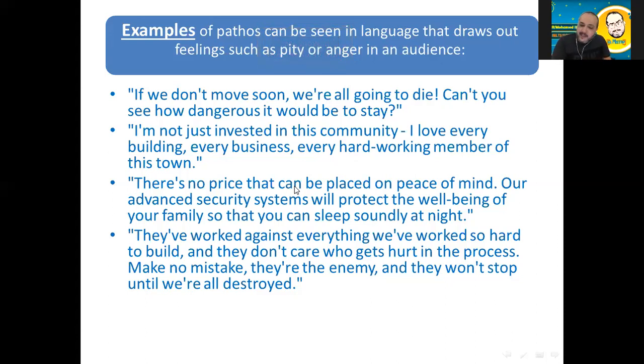Here, they've worked against everything we've worked so hard to build, and they don't care who gets hurt in the process. Make no mistake, they're the enemy, and they won't stop until we're all destroyed. Yeah, what's that? Anger, excellent, Mr. Ahmed. Hatred, great. So the second persuasive element is pathos, which is emotional appeal, addressing the reader's emotions. Great. Let's move on to the third.